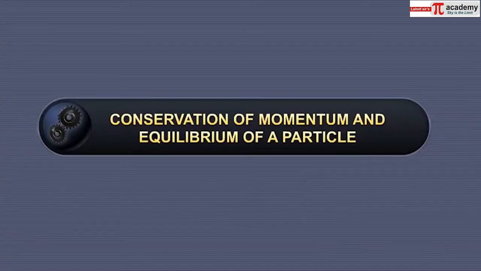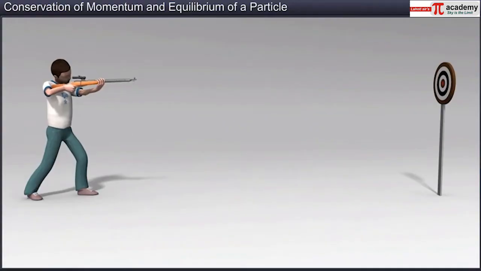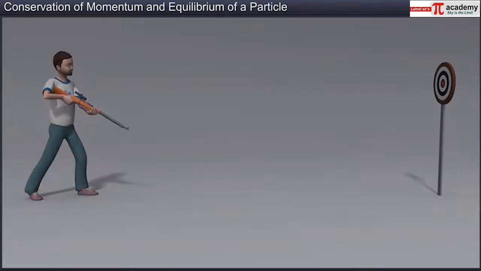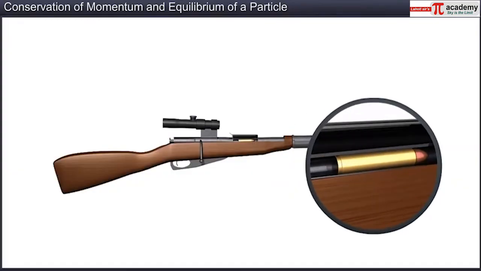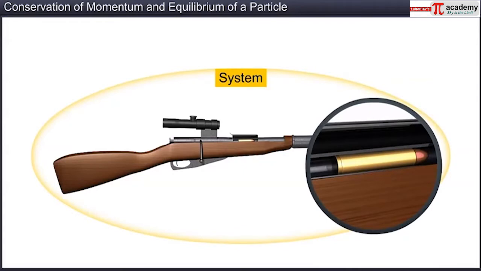In this module, you will learn about conservation of momentum and the equilibrium of a particle. Let us observe the recoil of a gun when a bullet is fired. The gun and the bullet are in one system. Initially, the gun and the bullet are at rest, which means the momentum of the system is zero.